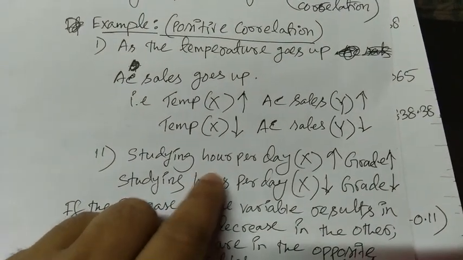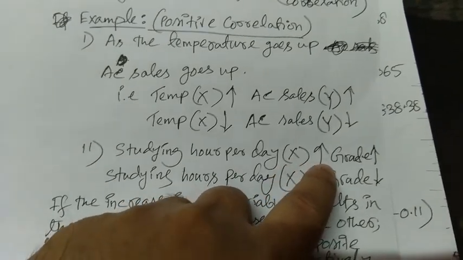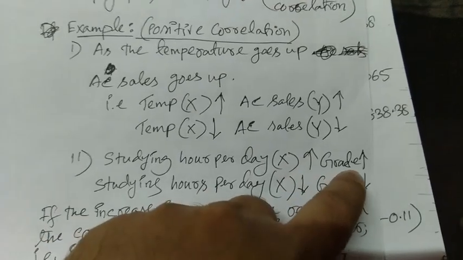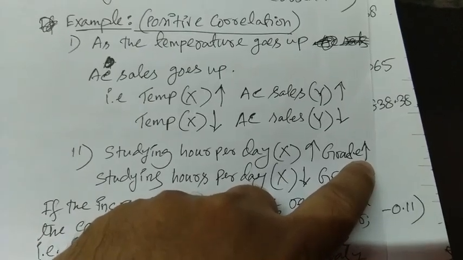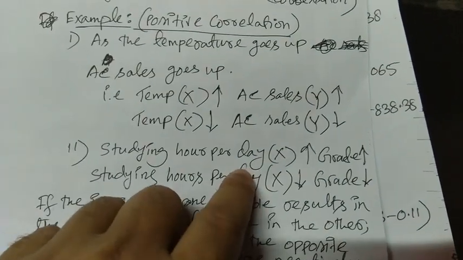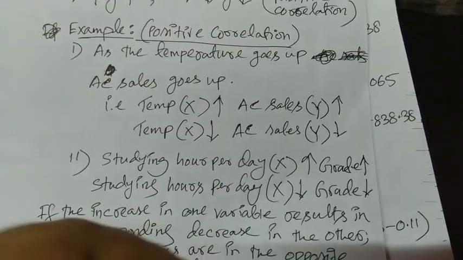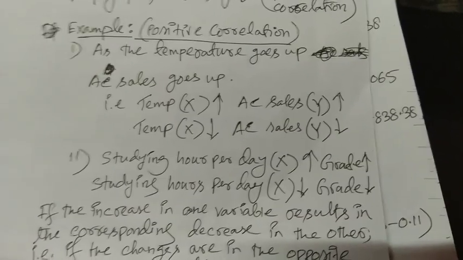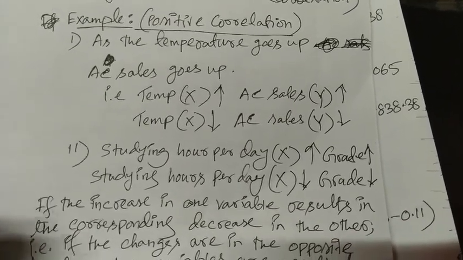Studying hours per day. If you consider this as the x variable, and you study more and more per day, then obviously there is a chance that your grade will be better. That means the grade will go up. If one student studies 3 hours per day and another studies 5 hours per day, obviously the student who studies more hours per day will have a better grade than the other student.